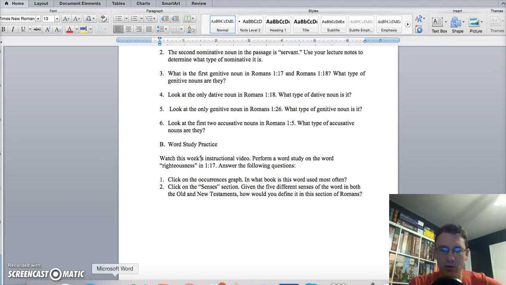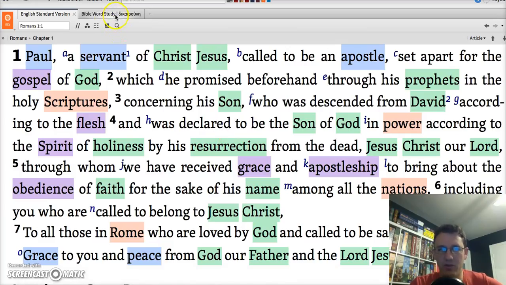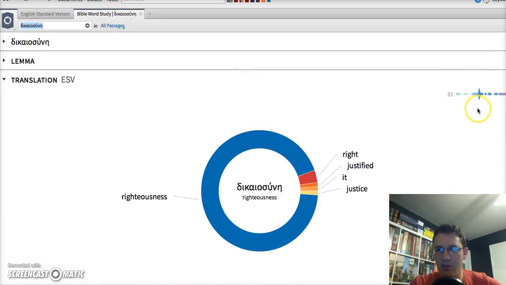So I've already pulled open the word study, and the first question that I've asked you is to look at the occurrence graph, and in what book does this occur most often, and that should be fairly easy for you. Let me switch to that pane. You see that big spike, and you can just hover right over it. Romans, 33 times.